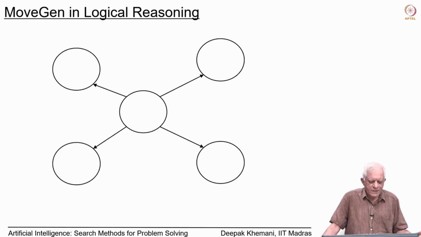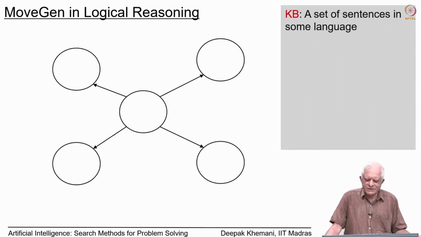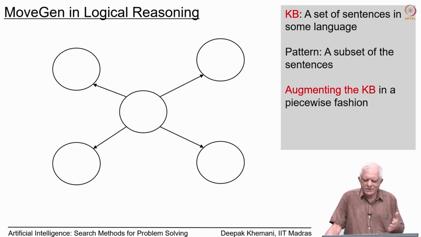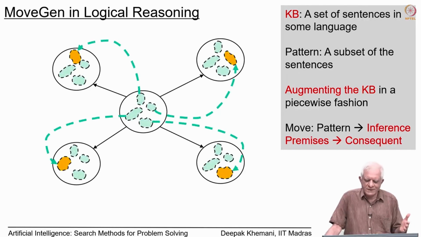So, given these moves, these inferences that you can make, the process is similar to what we discussed when we talked about rule based systems, and therefore you can see that the diagram is also similar.